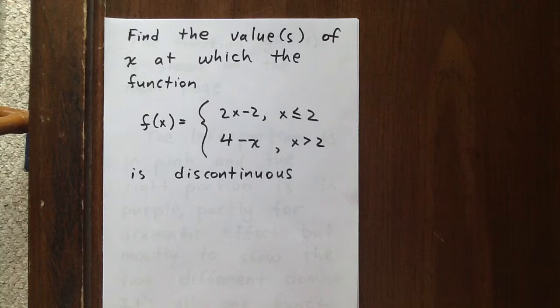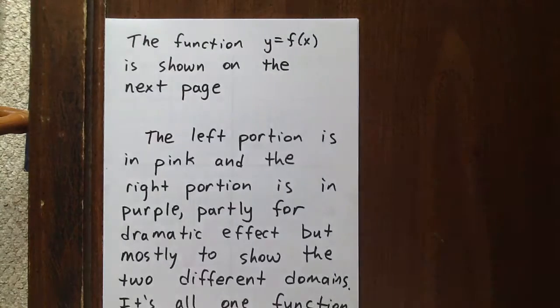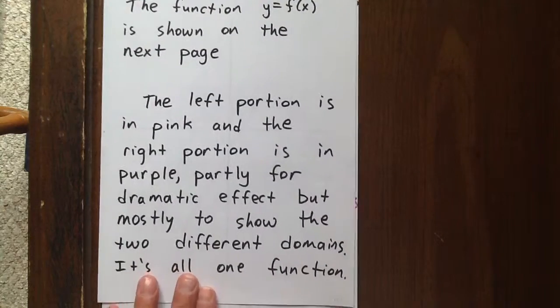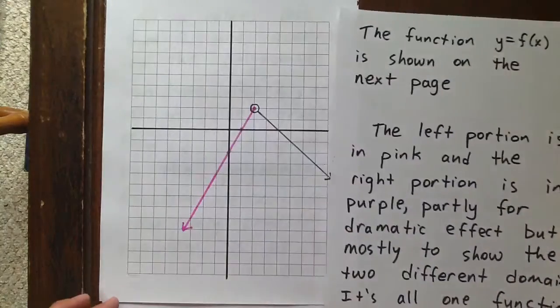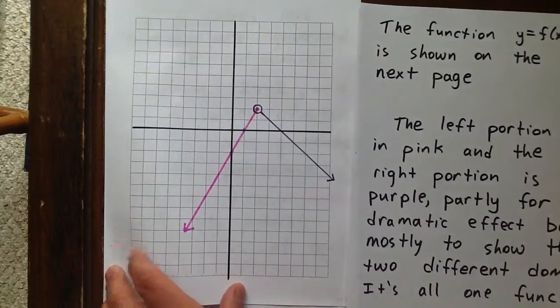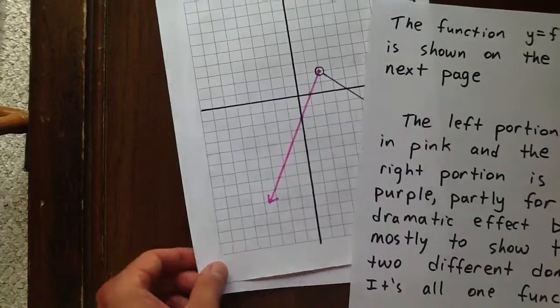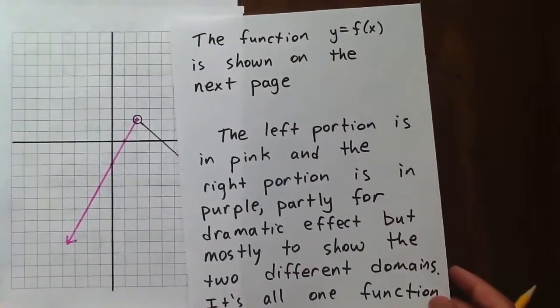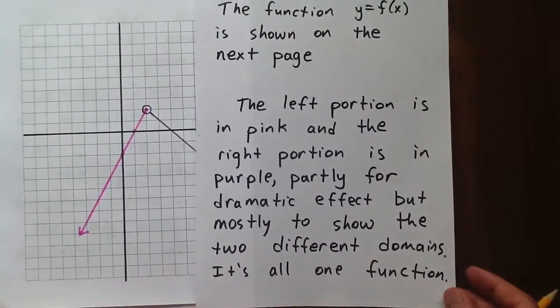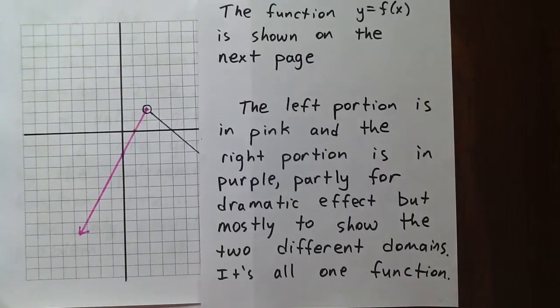We'd like to find the value or values of x at which the piecewise function shown is discontinuous. Well, we can see the function on the next page. We put the left-hand portion in pink and we put the right-hand portion in purple, partly for dramatic effect, but also to show the two different domains.